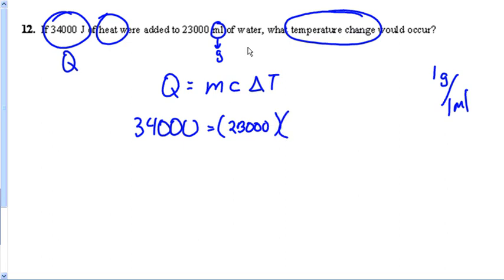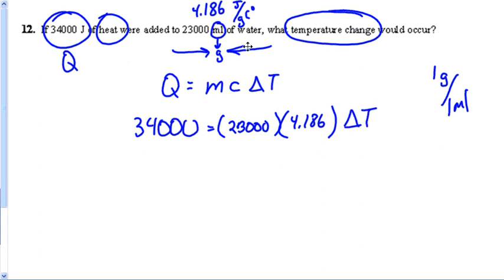Hey, this problem is in grams. So I'm going to use 4.186, not 4,186, because remember, water is 4.186 joules for every gram Celsius degree. And this problem's in grams. None of the others are.